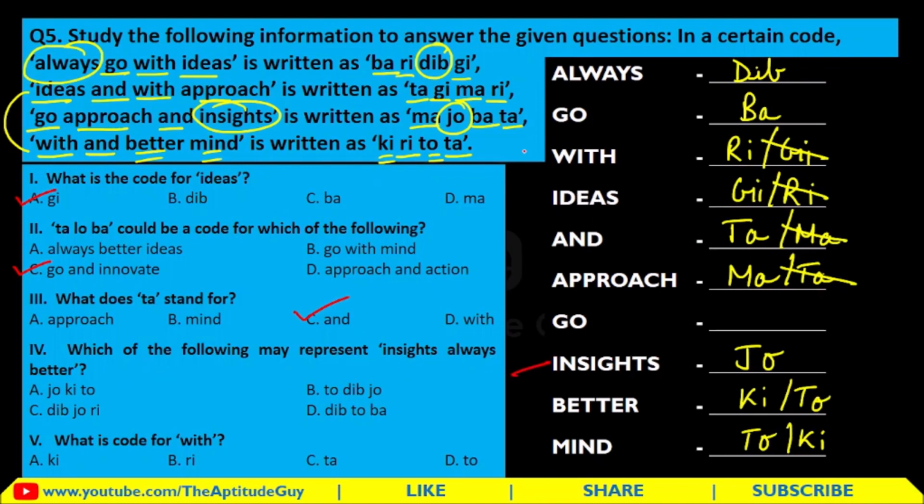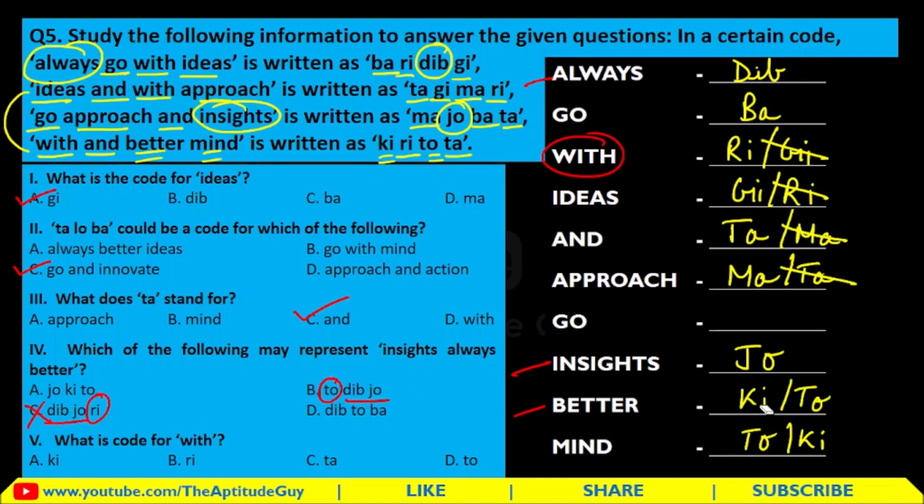Insights always better. Alright. Jo, dib. We definitely need jo and dib. We have jo, dib here, and we have jo, dib here. Now this one has to, this one has re. Re is the code for with. But there is no with over here. So option C is wrong.